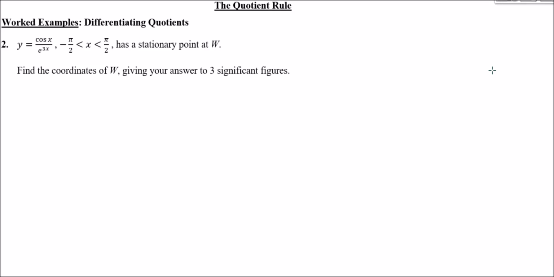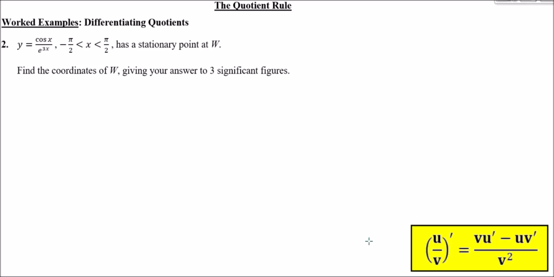Once again, just a reminder, this is what we're dealing with to find the derivative function. So let's just write in what we have in the same way as we did for worked example 1. So our u, the top function, is cos x. The bottom function v is e to the 3x. So let's just write these in. At the top, u is cos x, and v is e to the 3x.